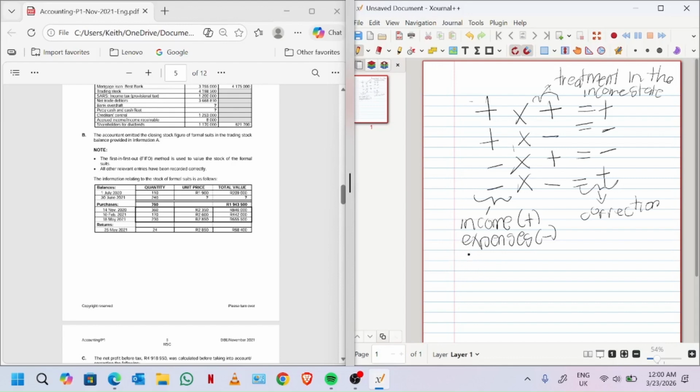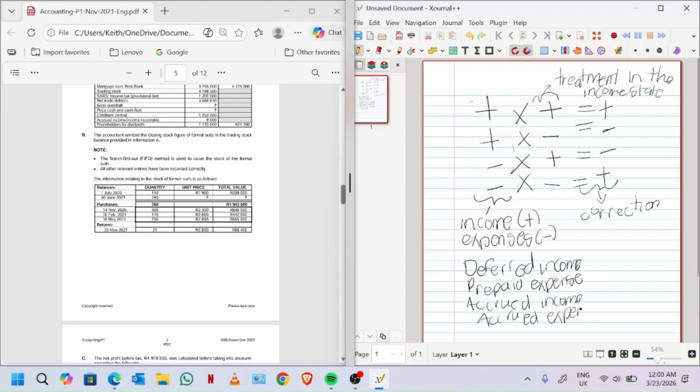So we have the deferred, I'm not sure if that's the correct spelling, deferred income, prepaid expense, accrued income, accrued expense. And so for the correction of the net profit, these 4 items fall under this equation. And if anything else is outside of this equation, you treat it as normal.